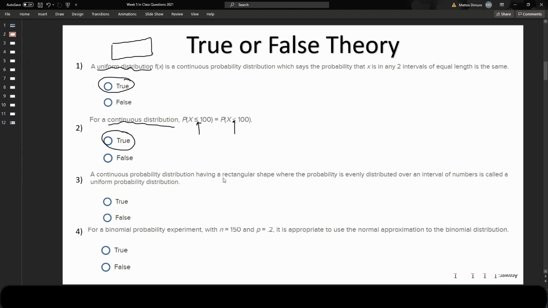A continuous probability distribution having a rectangular shape. Okay, so similar to number one, where the probability is evenly distributed over an interval of numbers is called a uniform probability distribution. Yep, that is correct.